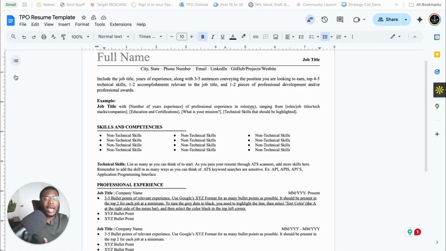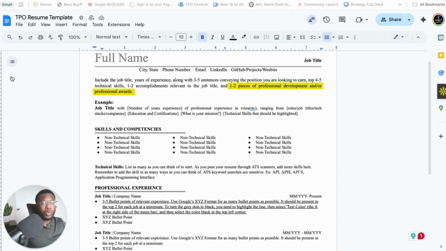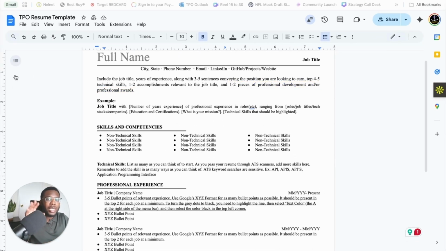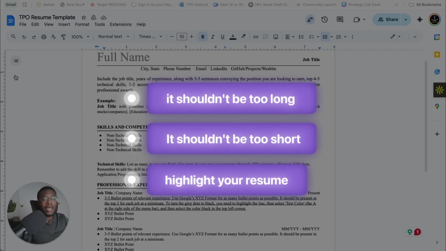And then the last thing, you want to highlight any professional awards, because usually that's all the way at the bottom of your resume. So once again, this summary section is essentially a summary of your resume, and it shouldn't be too long. It also shouldn't be too short, and it should very much highlight your resume.